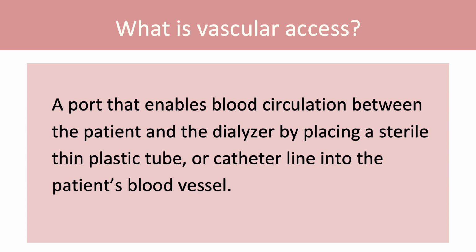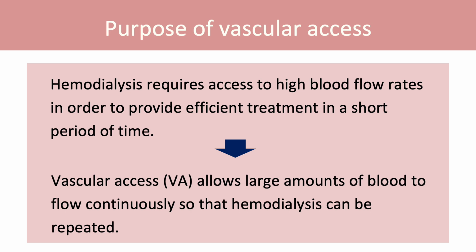The vascular access is a port that enables blood circulation between the patient and the dialyzer by placing a flexible and sterile thin plastic tube, or catheter line, into the patient's blood vessel. There are different types of vascular access. Hemodialysis requires access to a high flow rate of blood for fast and efficient treatment. Therefore, by creating a vascular access, VA, a high flow of blood can be continuously extracted and hemodialysis can be repeated.